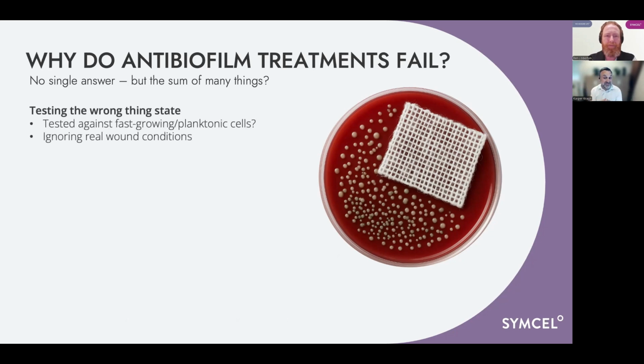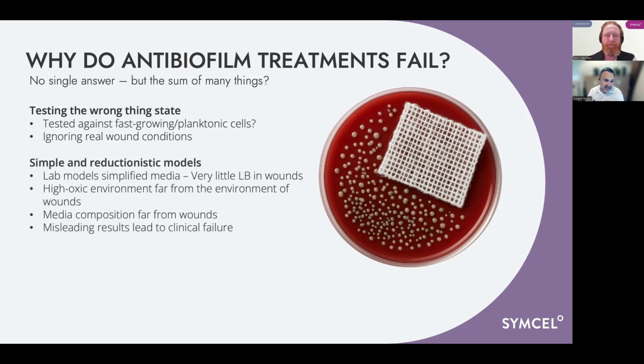One thing is that in many cases, there has been a lot of focus on testing against the wrong state of bacteria. You cannot work with fast-growing or planktonic cells if you want to mimic a biofilm in the lab and really test a new treatment on it. And we really also need to think about the real conditions in a wound or in other infections to mimic that when we are developing new drugs, new treatments. If you want to test a dressing or a new compound on a biofilm, it cannot be something that's just fresh running on an agar plate.